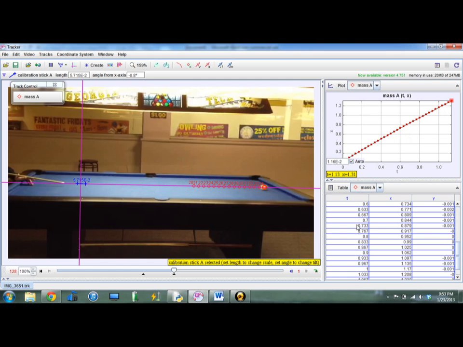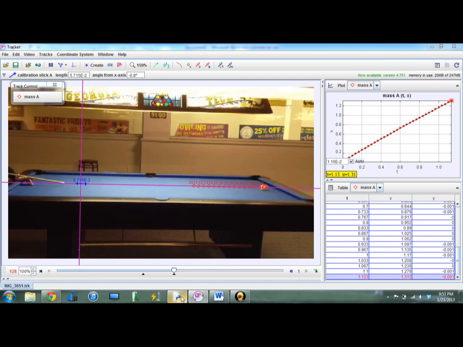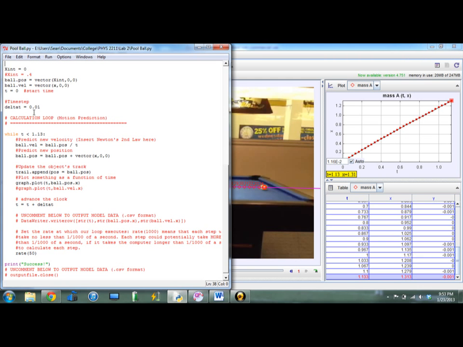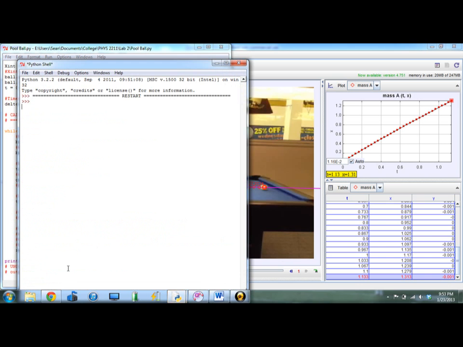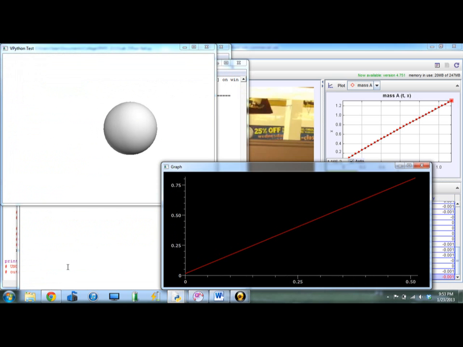So using the data on the bottom right, I made a model with Python. It also gives a similar result, showing the linear model, constant velocity.